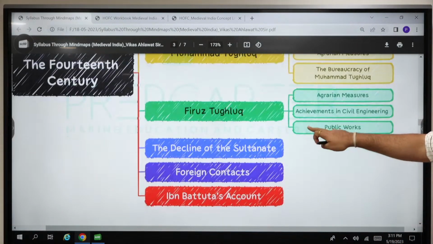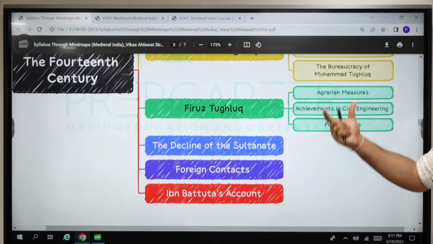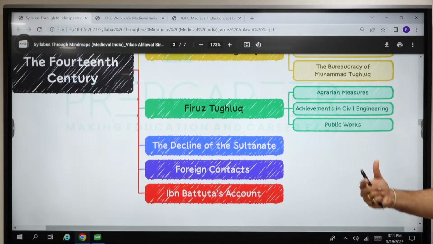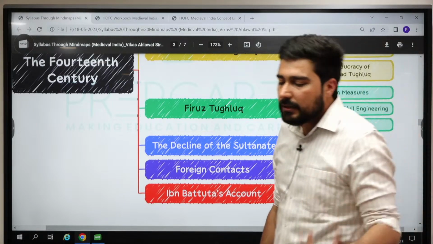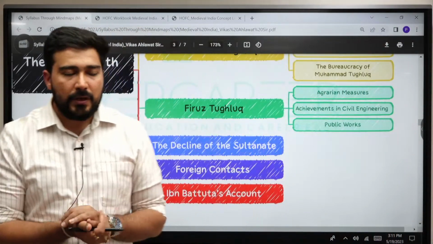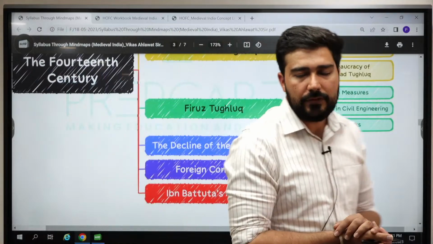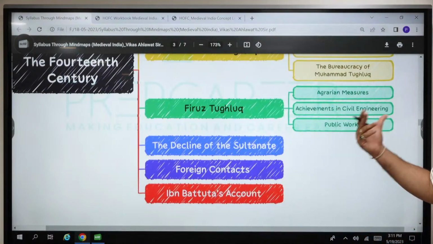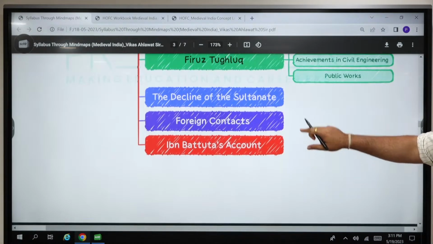Then comes Firoz Shah Tughlaq. Firoz Shah Tughlaq was his cousin, and he also came up with some agrarian measures, some achievements in civil engineering also, because he is the one who built many cities, like Firozabad, named after himself. Some of his public works. Then the decline of the Sultanate.